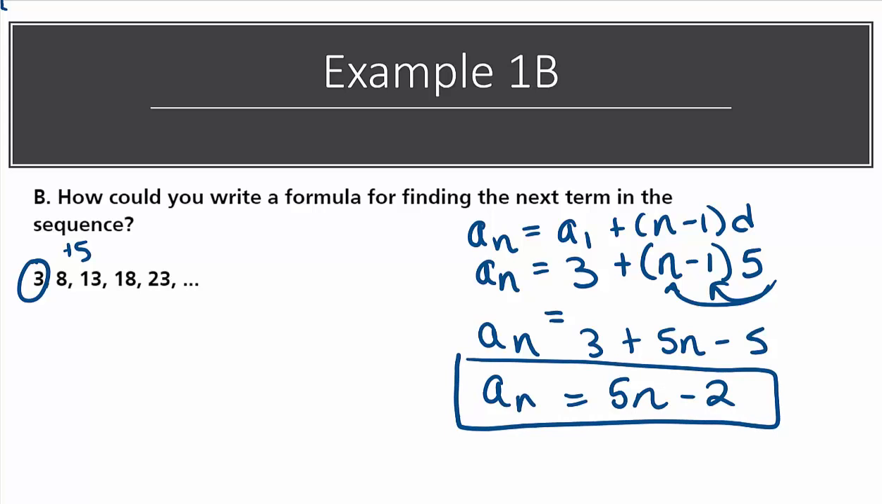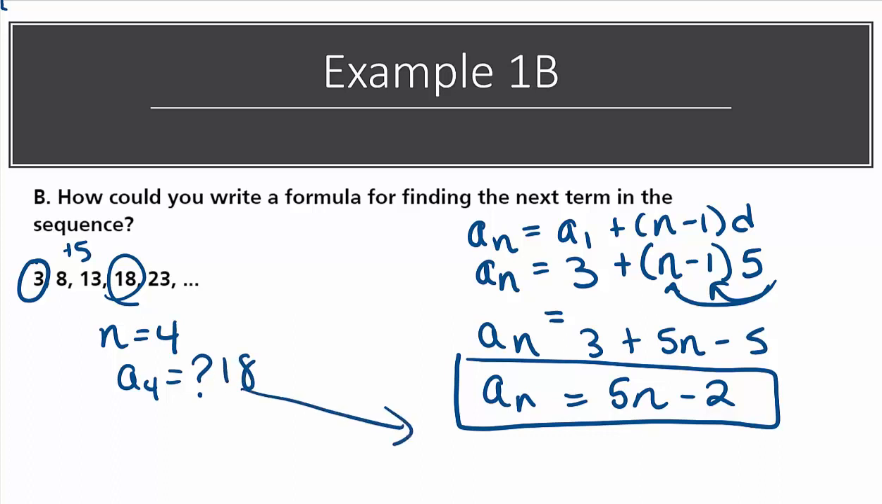So what that means is that I should be able to pick any value of n and plug it in and get a number in our pattern. So let's actually pick one that we already know. So let's pick n is equal to 4. So a sub 4 should equal 18. Let's check our equation. So we plug in 4 for n. What we do on one side, we do the same on the other side, and we get 20 minus 2, which is equal to 18.